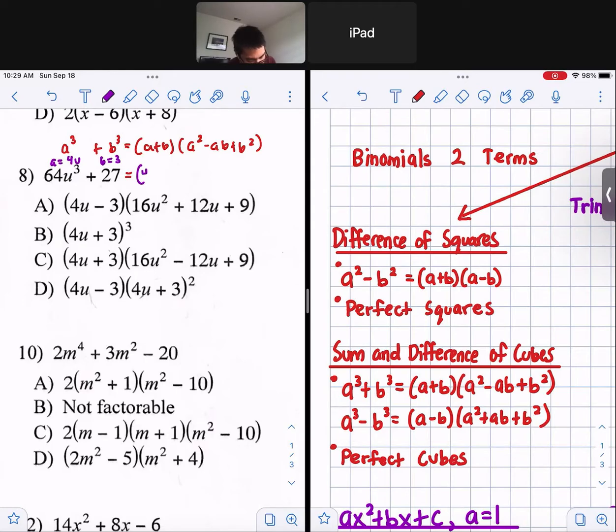A plus B is 4u plus 3. A squared is going to be 4u squared, which is 4u times itself. So 4u times 4u is 16u squared. A times B, well, 4u times 3, that's going to be 12u. And then our B squared, that's 3 squared, so 3 times itself, which is 9. And that's going to be C.